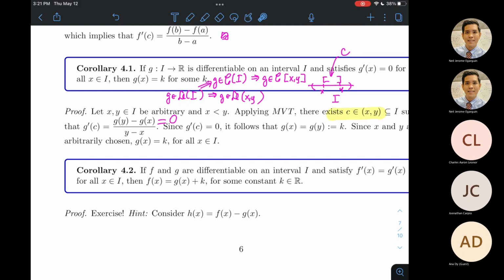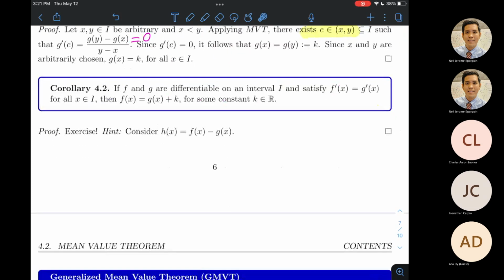Now, isa pang mahalagang implication ng Mean Value Theorem ay yung Corollary 4.2, which tells us kung ano kaya yung relationship ng dalawang functions na equal yung derivatives, all right? So if we have two functions, f and g, whose derivatives are equal to each other, does it necessarily mean that f and g are equal to each other? Actually, no. The answer is not always, okay? But the guarantee is, hindi man sila equal sa isa't isa, meron silang magandang relationship.